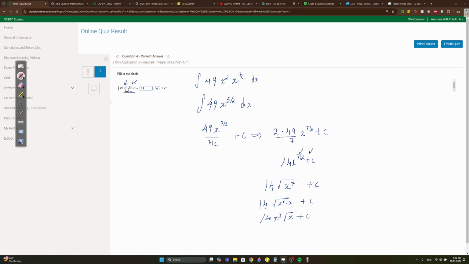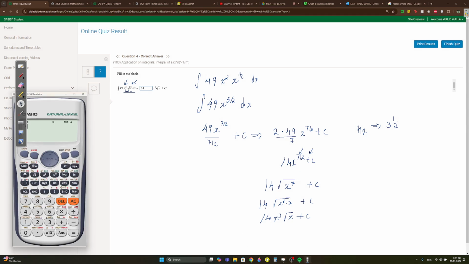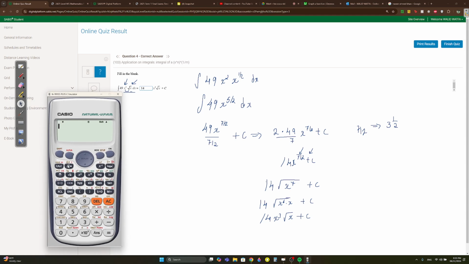If you want it directly, by the way, when you have a power 7 over 2, just divide 7 by 2, you get 3.5. Okay? Or no, divide 7 over 2. It's 3 and 1 over 2, right? Like, I think, can you do it on the calculator? 7 divided by 2. I think you can do it as a mixed fraction.